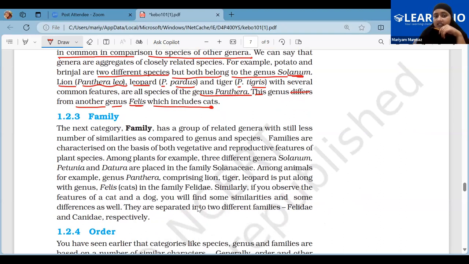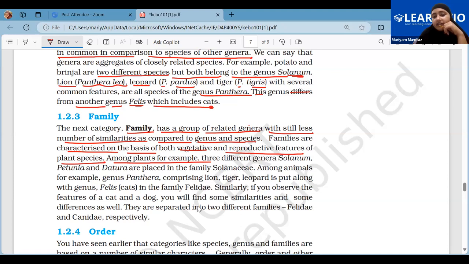See, the next category is family. When genera are put together, it forms a family. So a group of genera is a family. Just like how a group of species was a genus, now a group of genera becomes a family. Family has a group of related genera with still fewer similarities as compared to the genus and species. Families are characterized on the vegetative and reproductive features of the plant species.